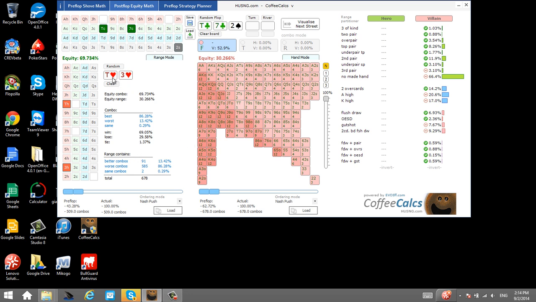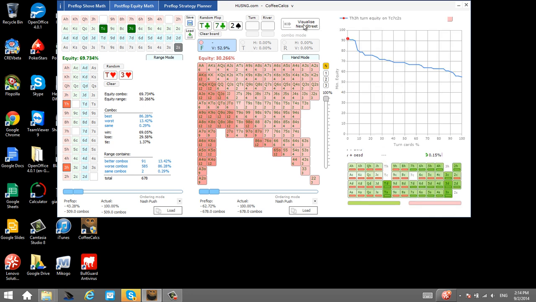And also what it lets you do is, you can see now that the button has changed to visualize next street from equity visualization. Because you don't want to visualize one hand. There's no equity distribution with one hand versus a range. It's just an equity, essentially. But what we can do is visualize the next street. And this will turn this section over, and what this does is it lets you see how your hand stacks up against villain's range on the next street.